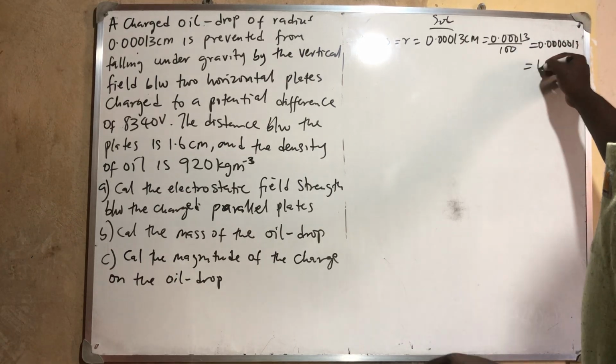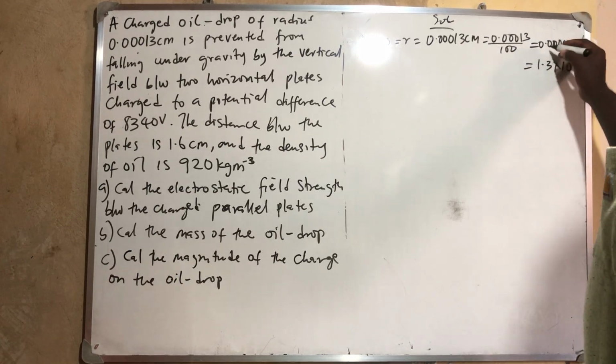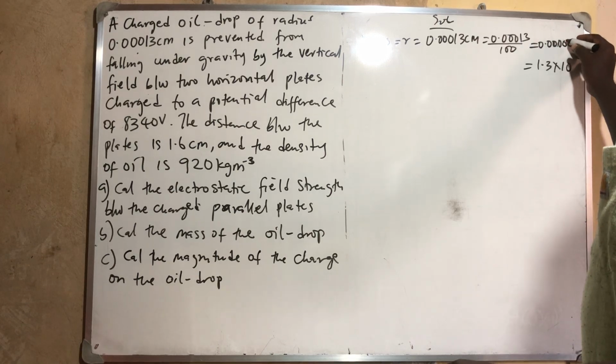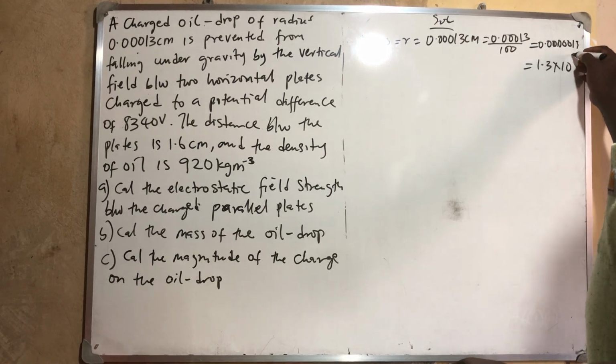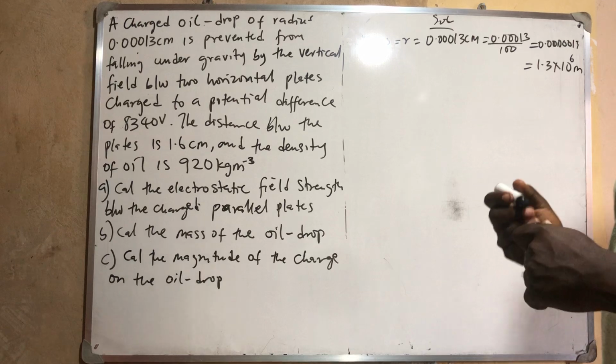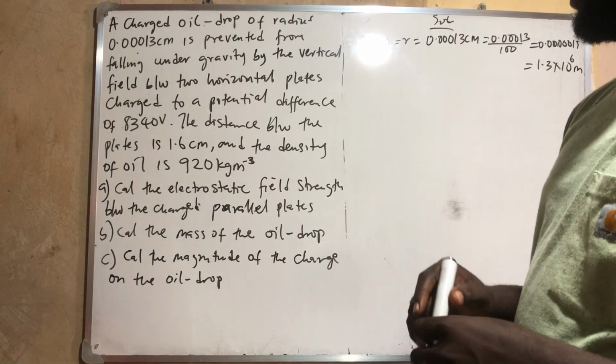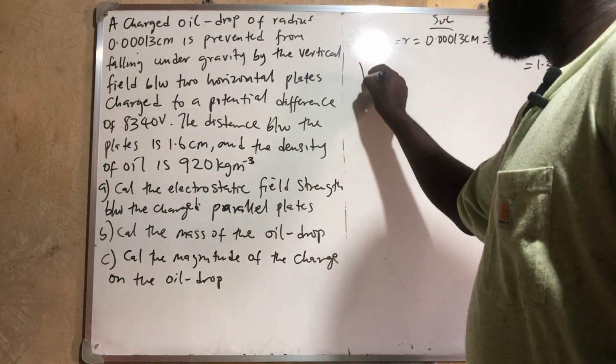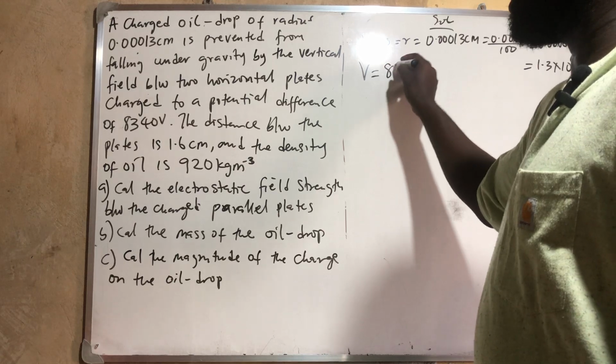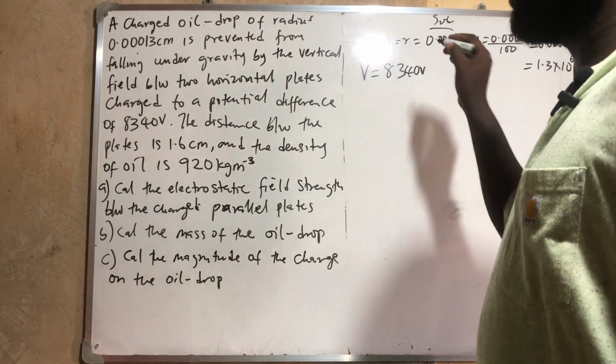0.1231213, which is what? 1.3 times 10 raised to power, how many are they? 1, 2, 3, 4, 5, 6. 10 raised to power 6 meters. All right. So the next thing they gave me is the volts, the potential difference. That is 8340 volts. Okay.